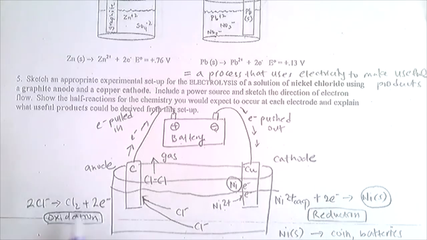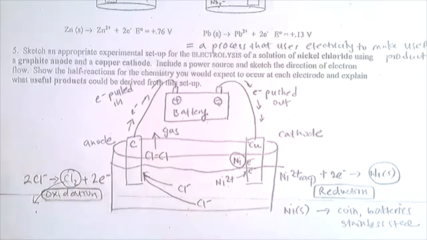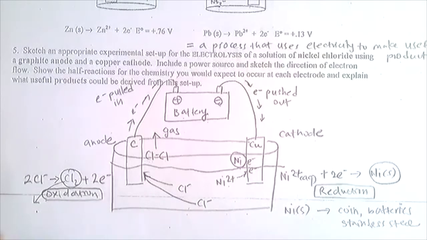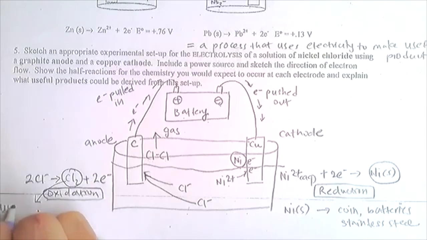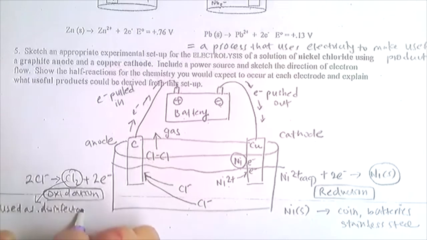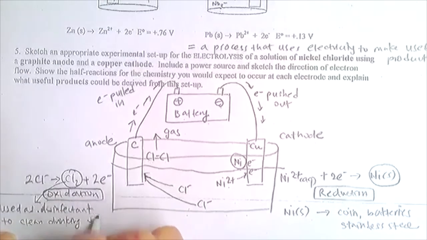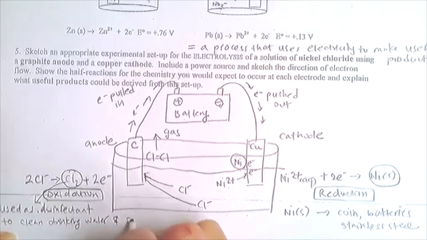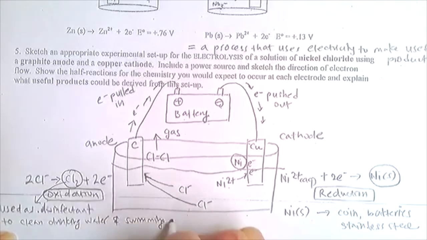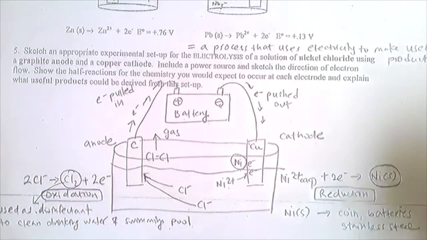And another product that gets made from this reaction is chlorine. And many of you know how chlorine smells like. Chlorine is commonly used as a disinfectant to clean drinking water as well as swimming pool water. Okay, so these two are the useful products that can be formed from this electrolysis reaction.